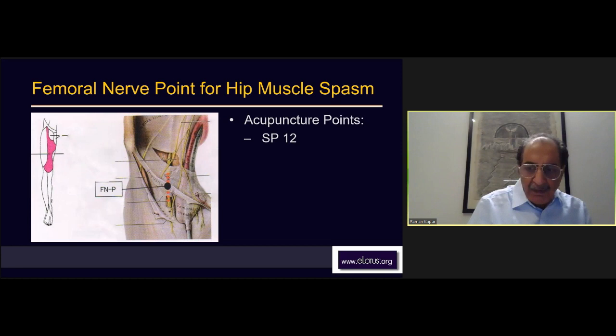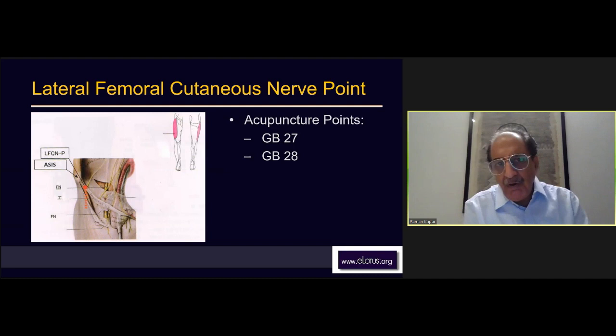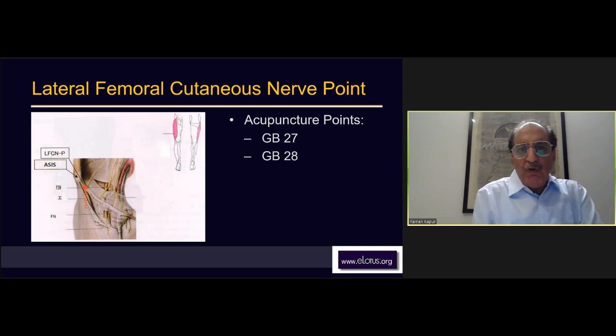Then the lateral femoral cutaneous nerve point. Now this is a very, very important point because a lot of patients, as you can see on your right hand side, complain of pain and numbness along the lateral side of the thigh. And even neuralgia paresthetica is a problem, which is very commonly seen. And we have no solution to offer also in Western medicine.